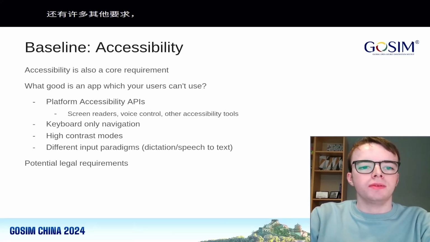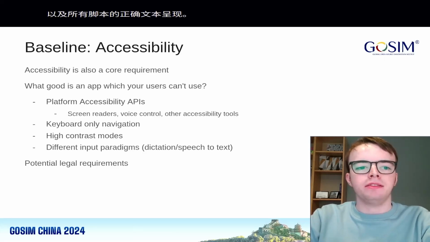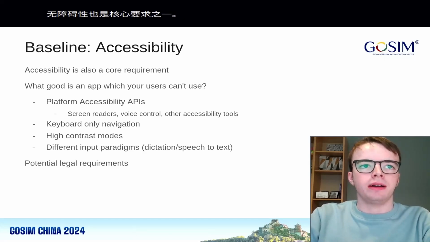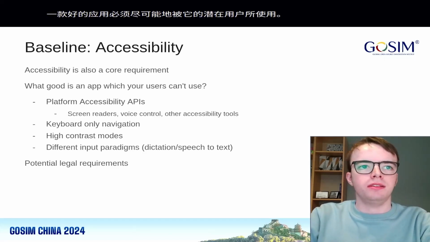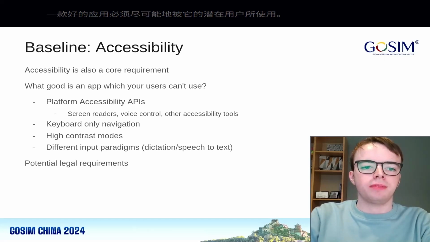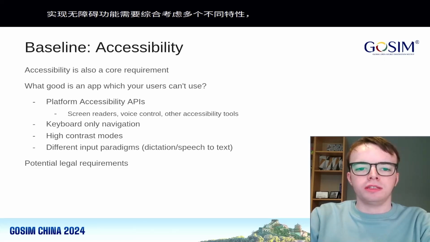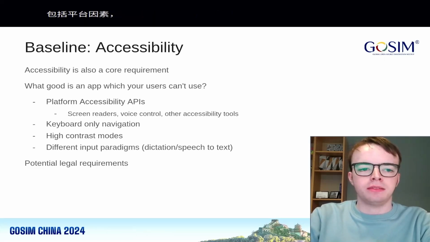Accessibility is also a core requirement. A good app must be usable by as many of its potential users as possible. Getting accessibility right requires combining a lot of different features, including connecting to platform accessibility APIs. This enables accessibility tools such as screen readers and voice control. Additionally, some automation tools, especially on Windows, also use the accessibility APIs.